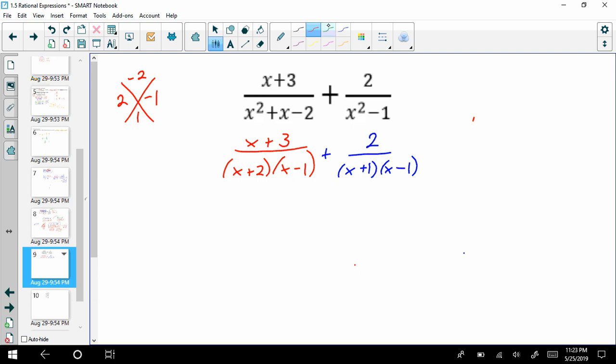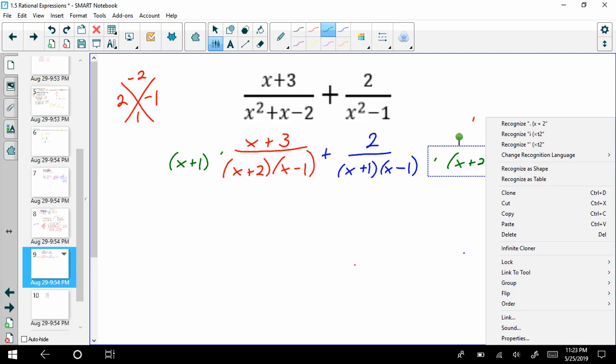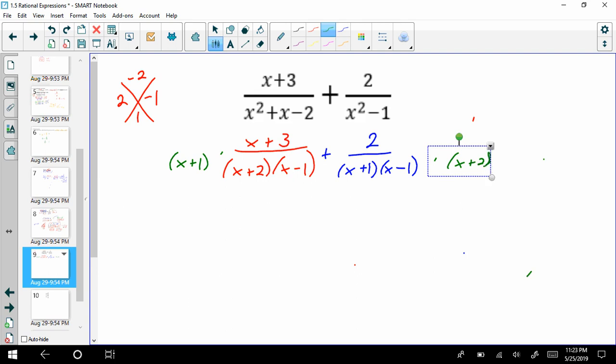So now when I go to do the common denominator, it's a little less work because I can see the red set, the only thing it doesn't have that the blue set has, it needs an x plus 1. And the blue set, the only thing it's missing that the red set has is an x plus 2. So I'm going to have to give that to the top. So let's do that. I'm going to set up my common denominator.